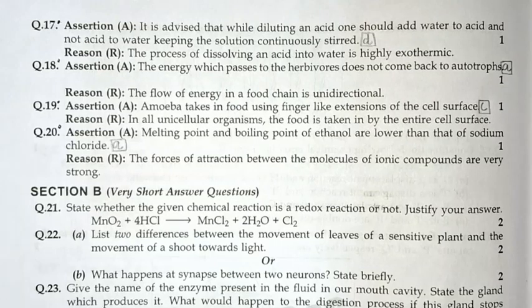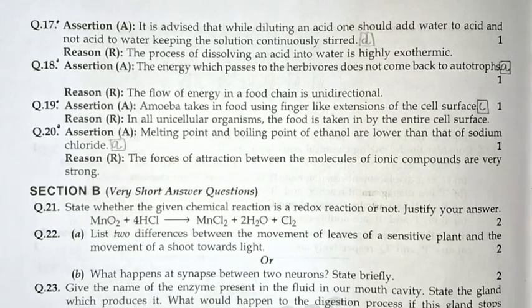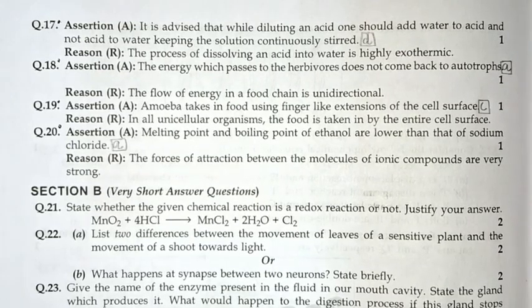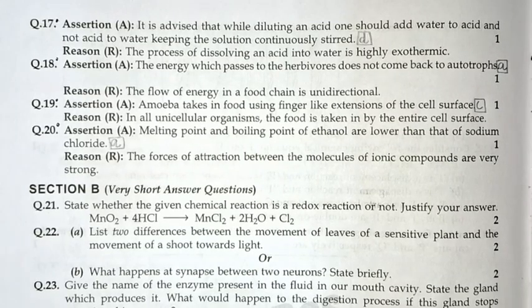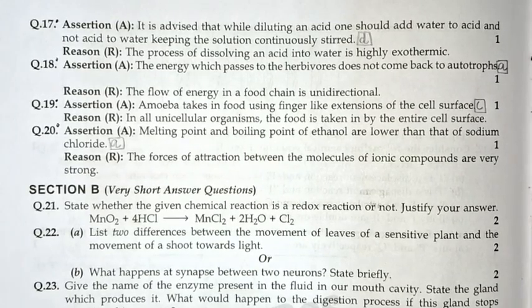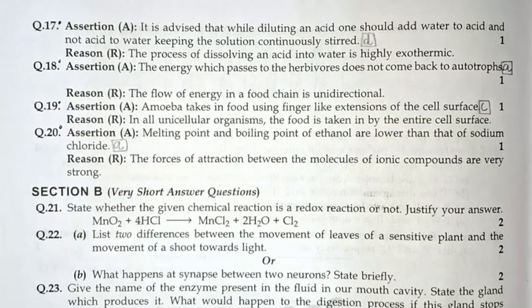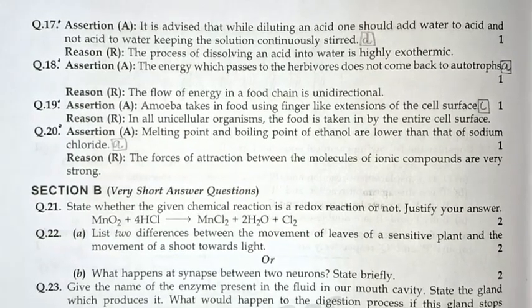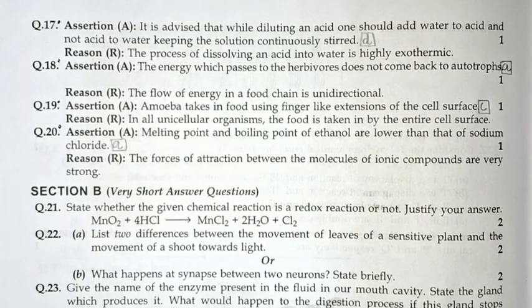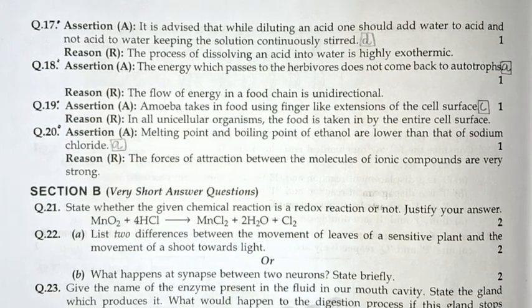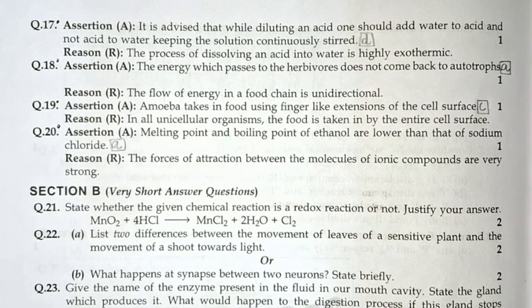Question number 20. Assertion: melting point and boiling point of ethanol are lower than that of sodium chloride. Reason: the forces of attraction between the molecules of ionic compounds are very strong. That is, both A and R are true, and R is the correct explanation of A. That's assertion. Now let's come to section B, very short answer questions.